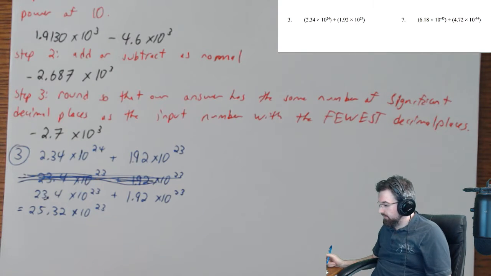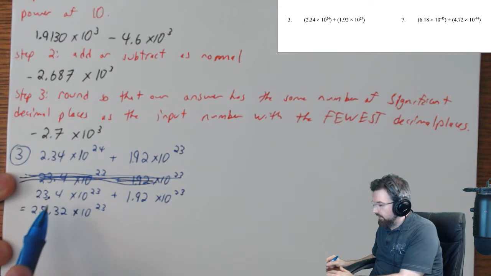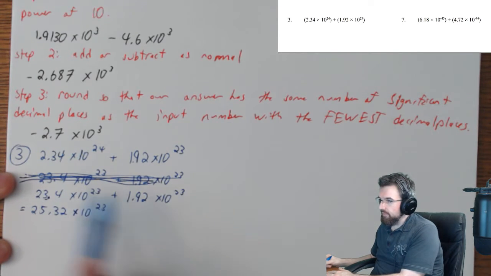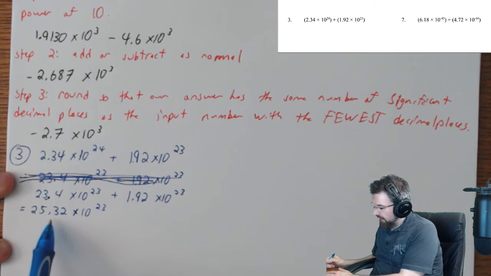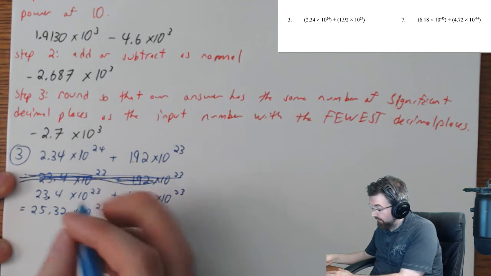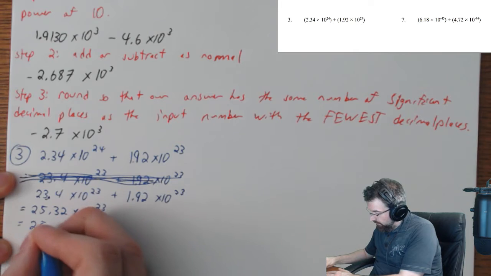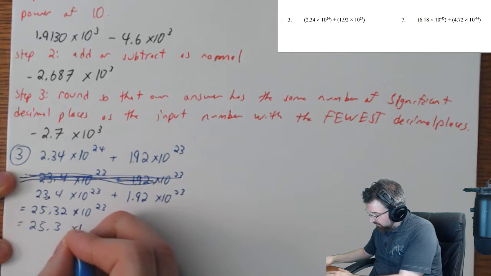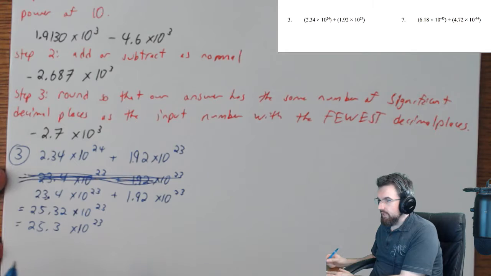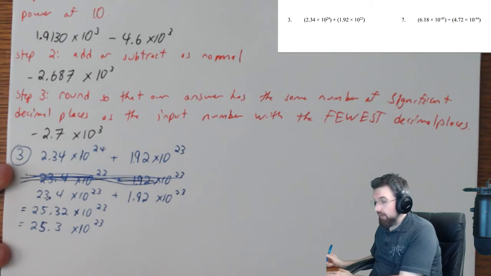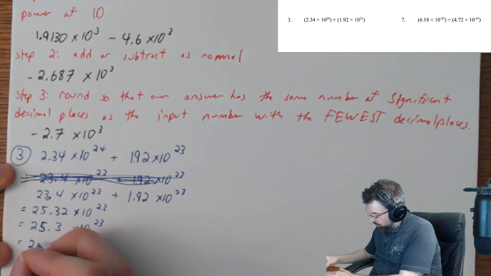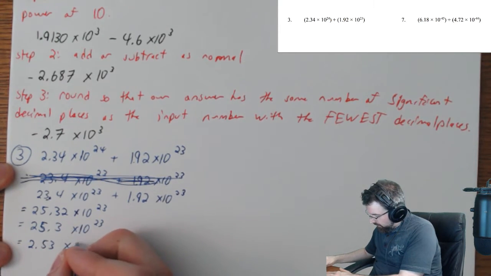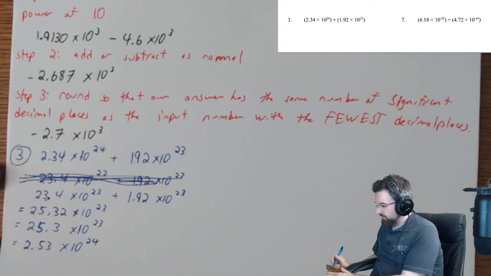But what I've just done is add two numbers together. This one has one significant decimal place. This one has two significant decimal places, so I can't have the answer have two significant decimal places. I have to have it have one, so we'll call this 25.3 times 10 to the 23. Now, to be very specific, you should write this in proper scientific notation, which we will call 2.53 times 10 to the 24.